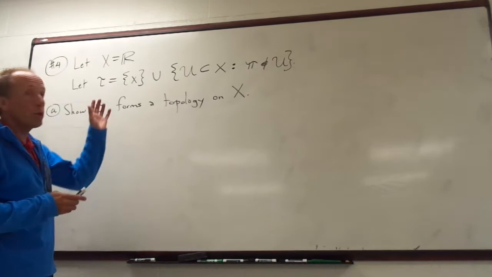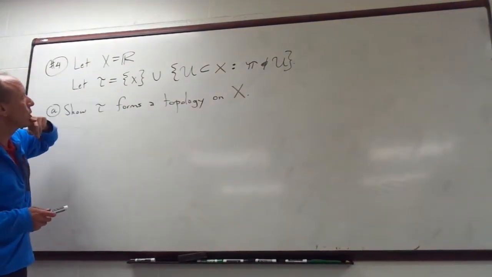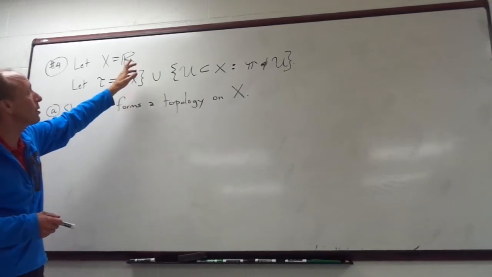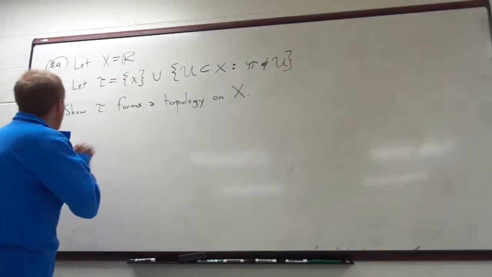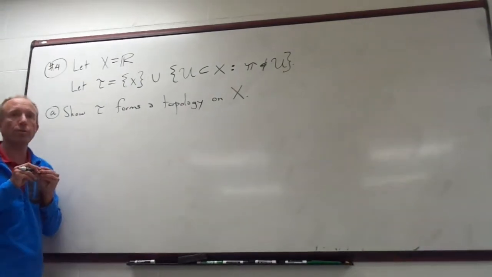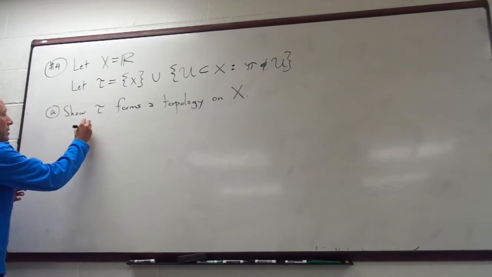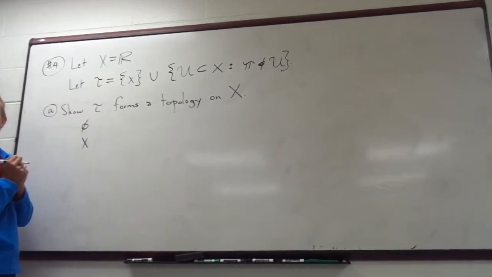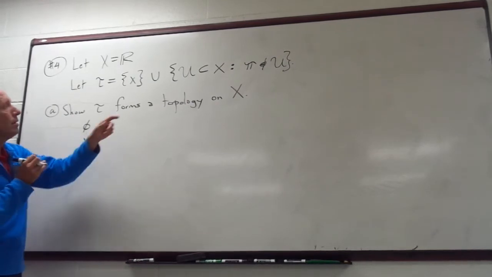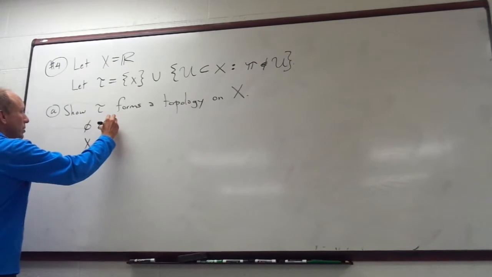So we want to show that we have a topology. We're taking the real numbers, the whole entire space, and then we're going to take all sets that don't have pi in them. Okay? And I want to show that that's a topology. So what's the first thing I need to show? The empty set and the whole space, right? So is the empty set in the topology? Yes, because pi does not belong to the empty set, so this is an element of tau.